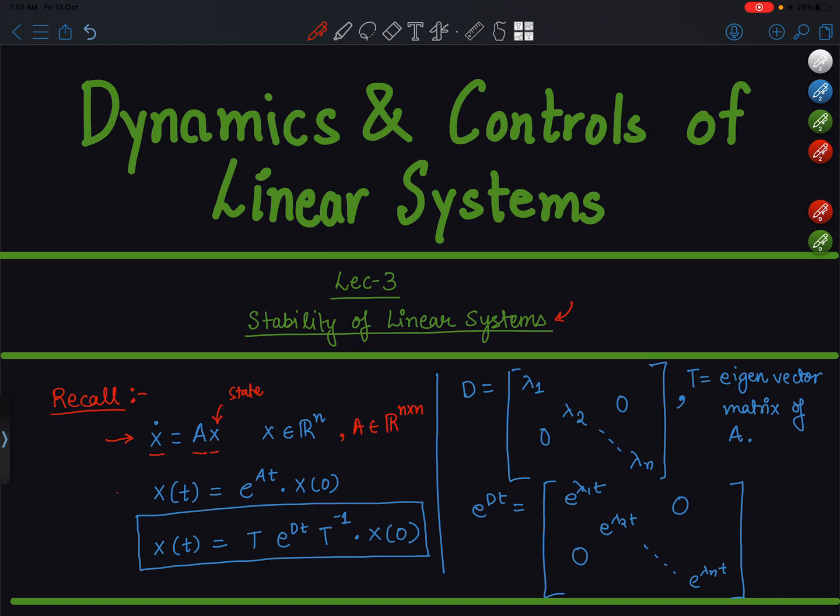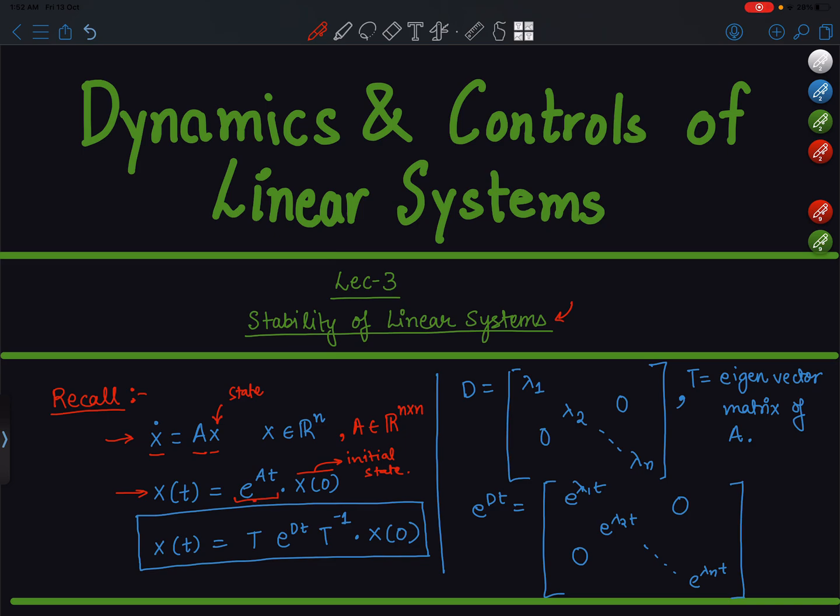Now the solution of such a linear system can be given as x(t) equals e to the power At into x naught, where x naught is the initial condition or initial state of the system, and e to the power At is just a matrix, which is a shorthand for the Taylor series expansion of the exponential, in which you replace x with At.